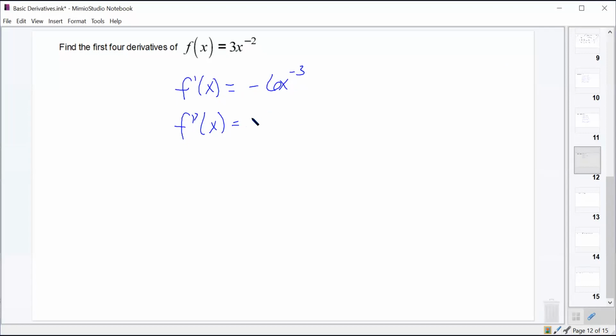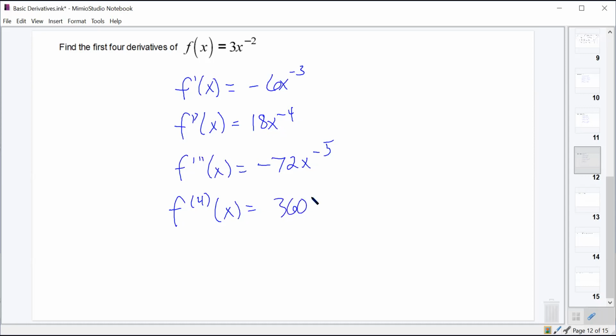Next derivative should be what? 18x to the negative 4. Third derivative ought to be negative 72x to the negative 5, and then your fourth derivative, 360x to the negative 6. Everybody good with those four? Yes. Yeah. All right.